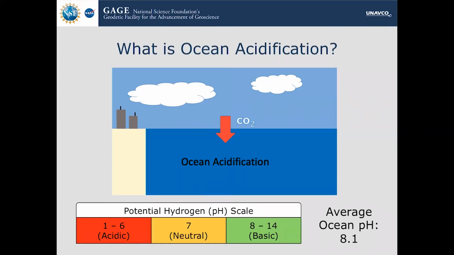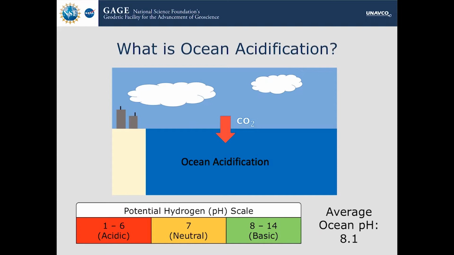So for reference, I've included this pH scale just to remind you guys that it ranges from values 1 to 14, where a value of 7 is considered neutral. You can think of your drinking water, or at least that's what it's supposed to be. And values lower than 7 are considered acidic, so you can think of things like lemon juice or battery acid. And values above 7 are considered basic, so like most cleaning products.